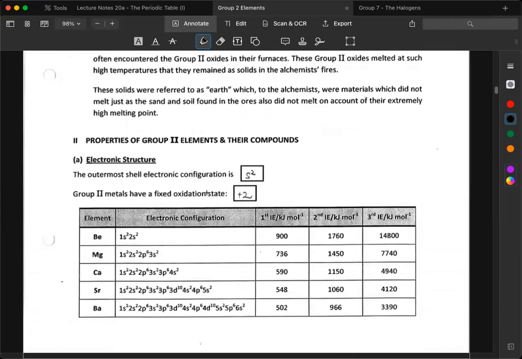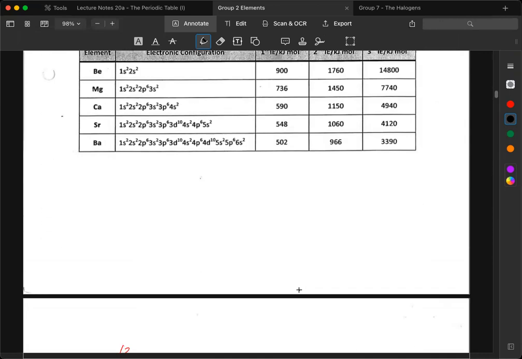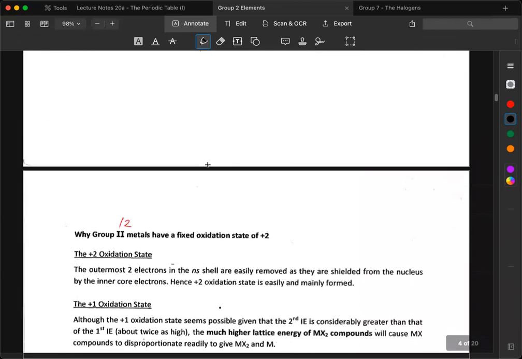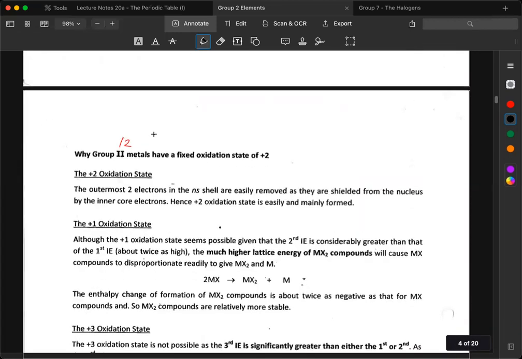Their outermost shell configuration is ns2, oxidation state +2, and this is the IE trend. IE in general decreases down group 2 just like group 1. For group 2 metals, they have a fixed oxidation state of +2. That is because the outermost 2 electrons in the ns shell are easily removed as they are shielded from the nucleus by the inner core electrons. So the two outermost electrons can be easily removed, so they can form the +2 oxidation state quite easily.